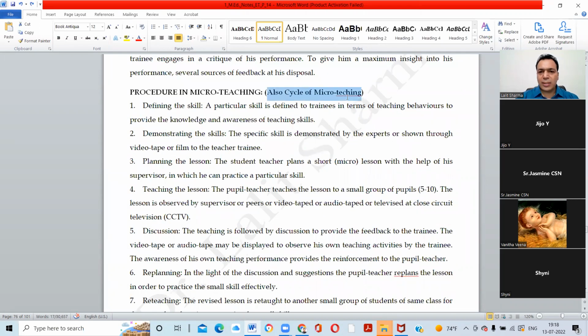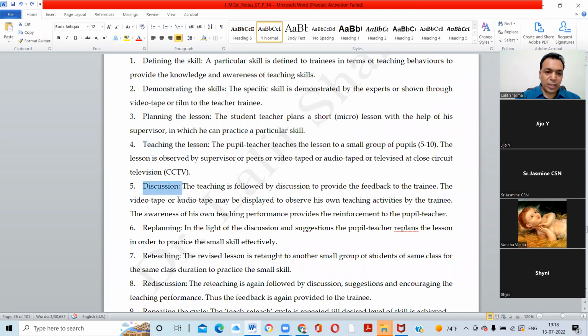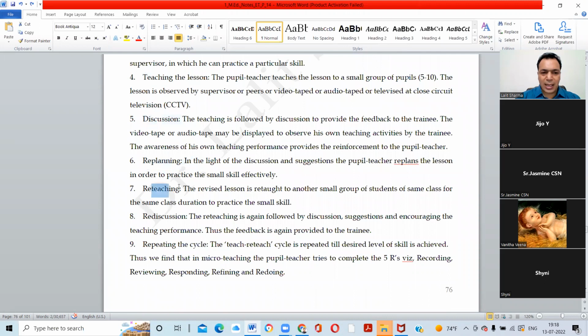What is the procedure? It is also called the cycle of micro teaching. Defining the skill first of all, then demonstrating the skill by the teacher, planning the lesson, teaching the lesson, discussion, then again replanning, again reteaching, again rediscussion, again repeating the cycle. So this cycle repeats and goes on until the B.Ed trainee gets mastery in that particular skill.